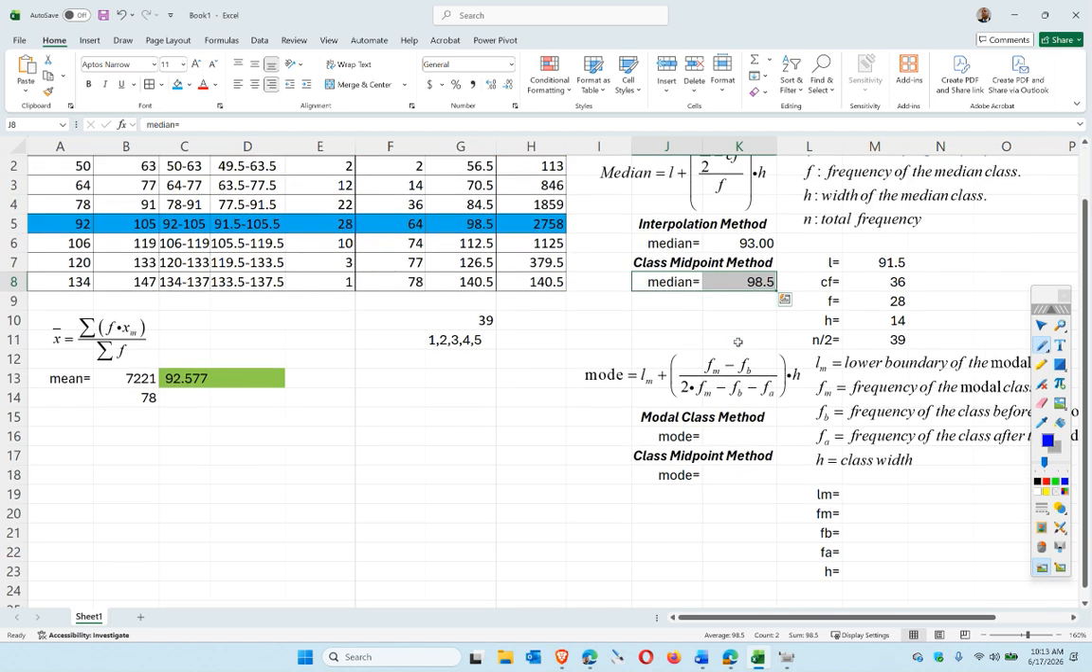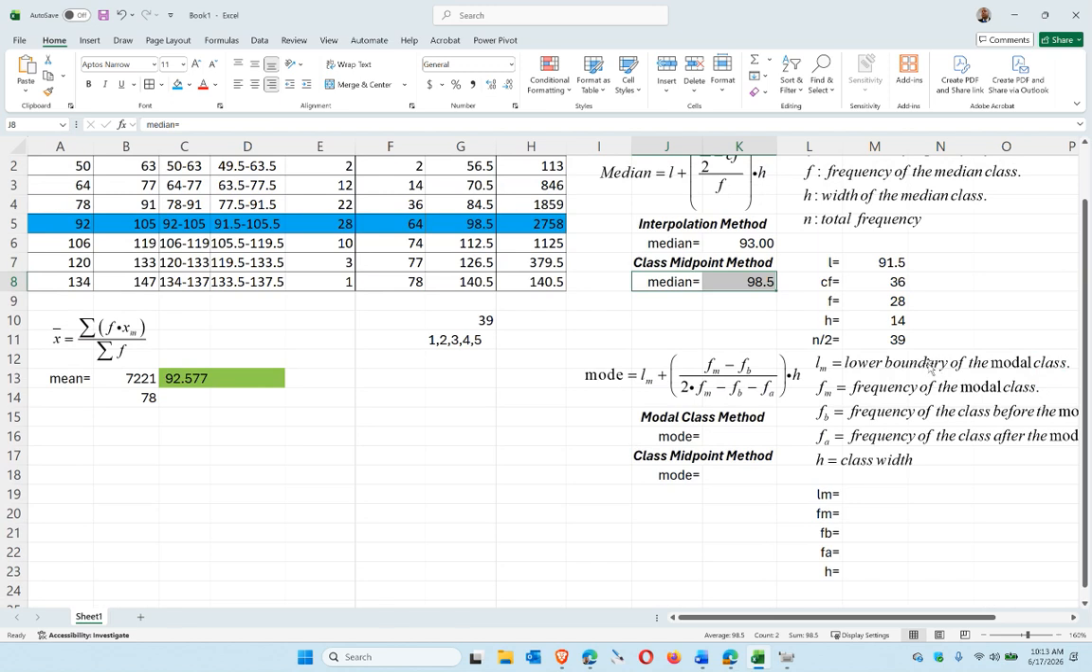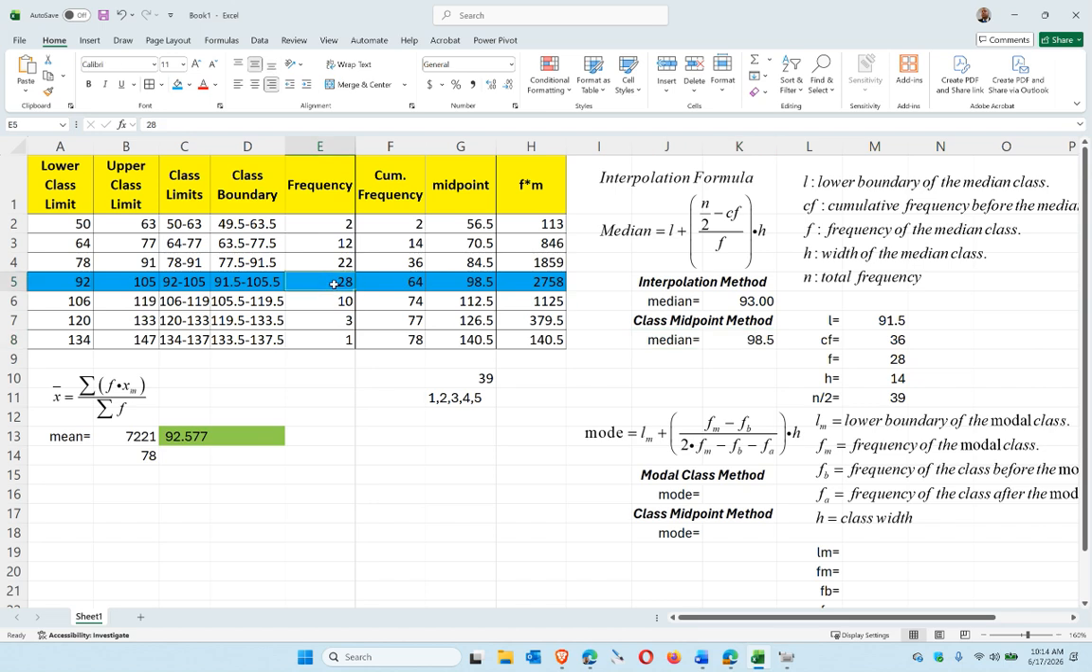Okay, so let's do the modal one. The lower boundary of the modal class. Well, the modal class is the one with the highest frequency. What happens to be the same one? Is it always the same one? No. The median class and the modal class is not always the same class. In this case, it happens to be because this has the highest frequency, which also happens to be where it falls in the middle as far as the count. So it happens to be the same.